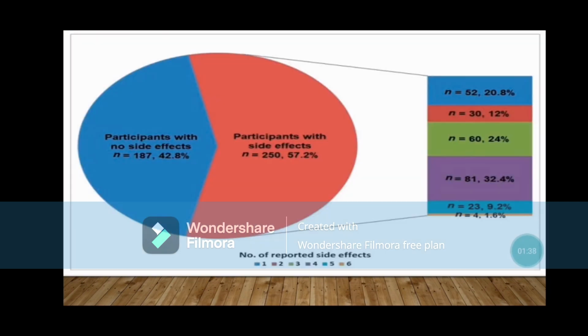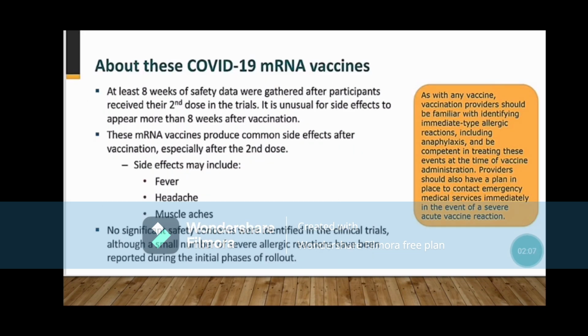Let's have a look at this picture. There is a blue area and the red area. The blue area tells the participants with no side effects after getting vaccinated, their number and percentage was 42.8%. And after this survey, we got to know 57.2% of people got side effects after getting vaccinated. So this gives us the data after the survey that these people got side effects, these people got no side effects after getting vaccinated. Let's talk about these COVID-19 mRNA vaccines.